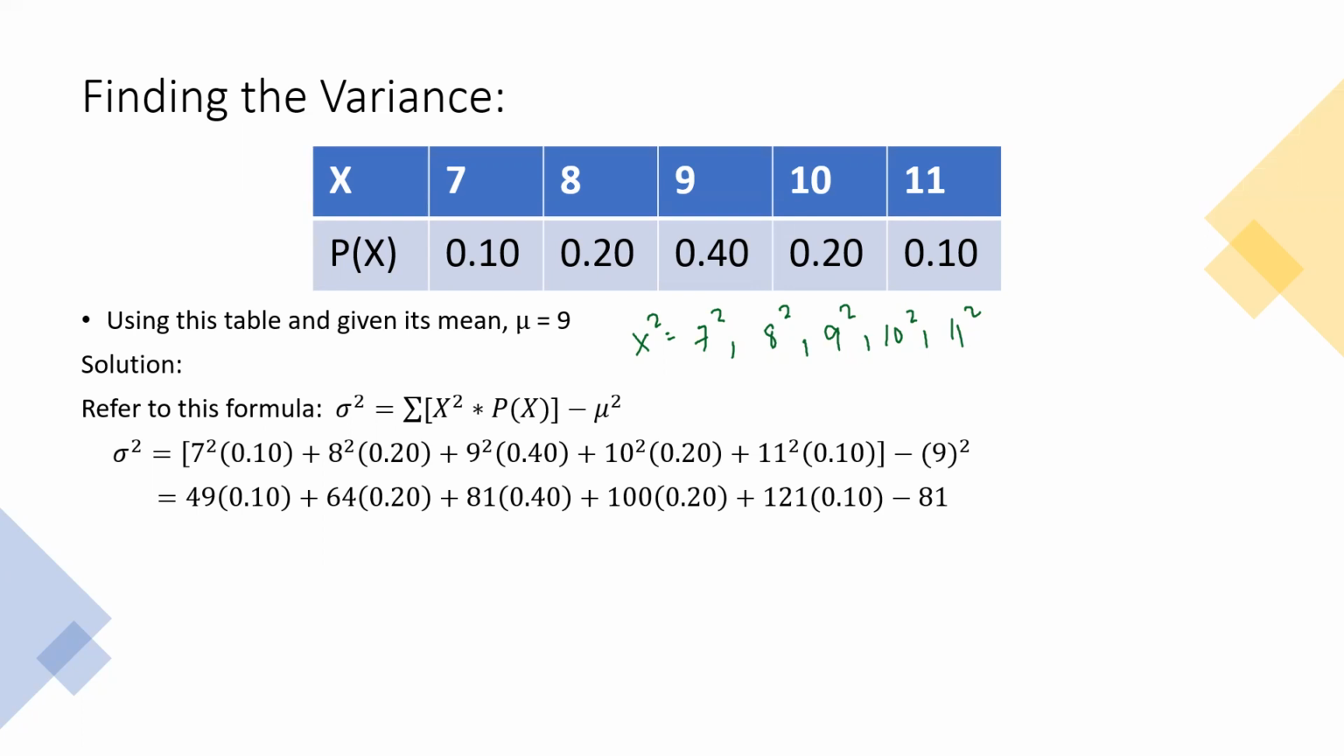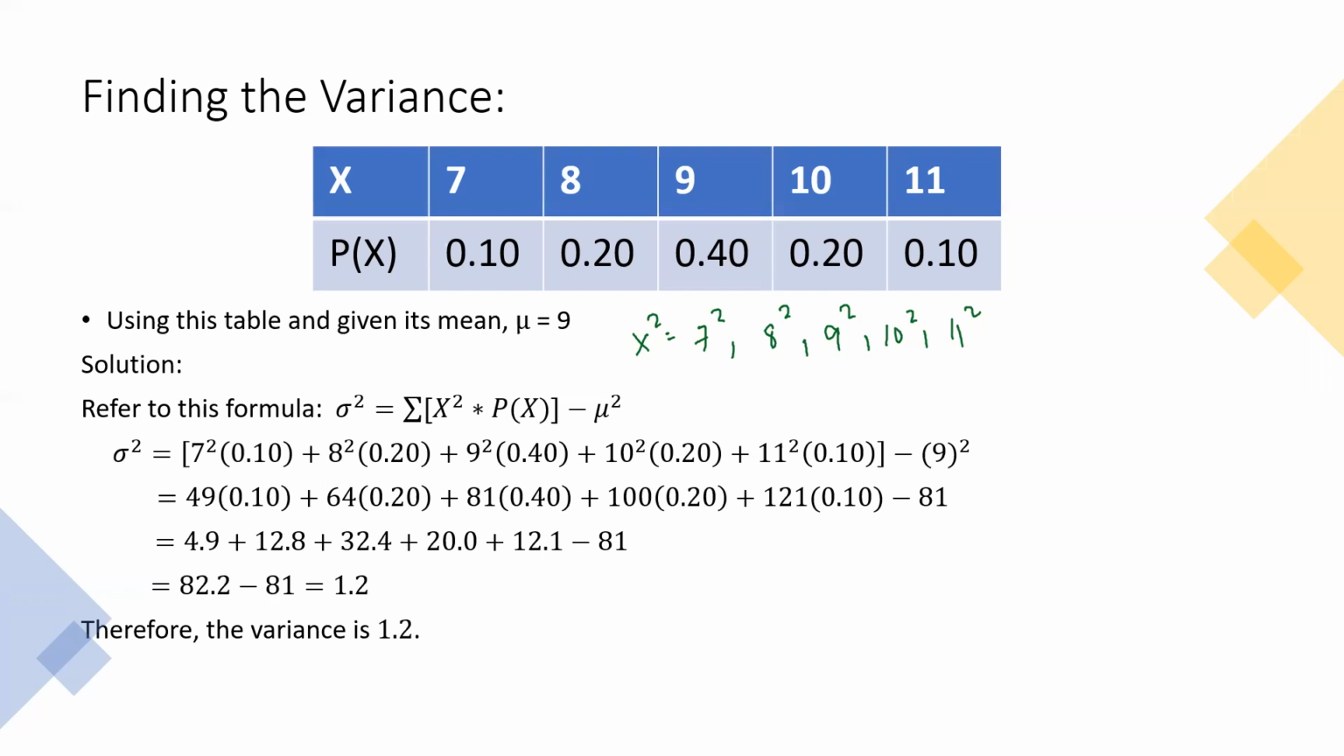Now we're going to multiply the x squared with its corresponding p of x. So 49 times 0.10 is 4.9, while 64 times 0.20 is 12.8, while 81 times 0.40 is 32.4, while 100 times 0.20 is 20, while 121 times 0.10 is 12.1. Now we're going to add the first five numbers here. So we're going to find the sum. The sum is 82.2. Then we're going to subtract it with the square of the mean, namely 81. So the difference is 1.2. So we can tell that 1.2 is the variance.